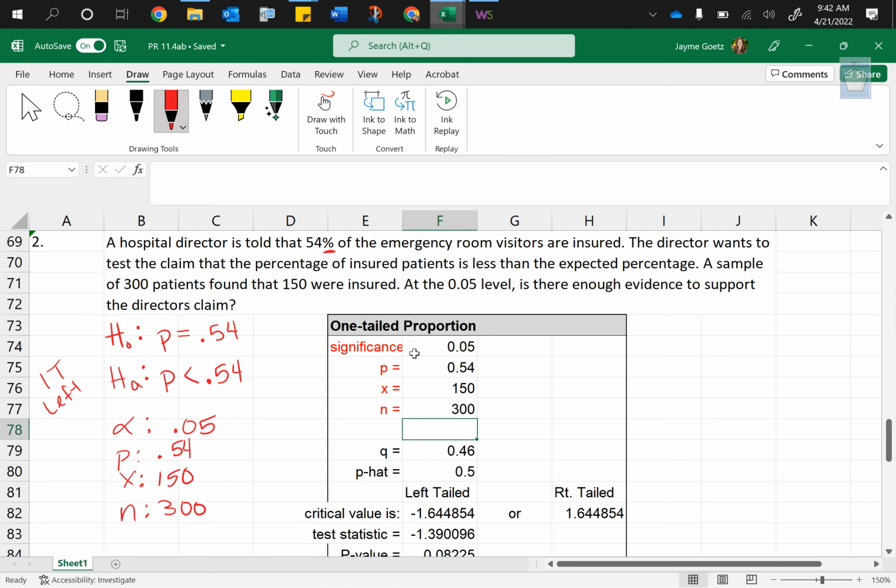And it calculates everything else for you. So to calculate the P hat, that's the sample proportion, they literally just take X divided by N. What is Q? Do you guys remember? What is Q? 1 minus my p-value. So since my p-value is 0.54, to find my q value, they just took 1 minus 0.54. That's all the information that they gave me.